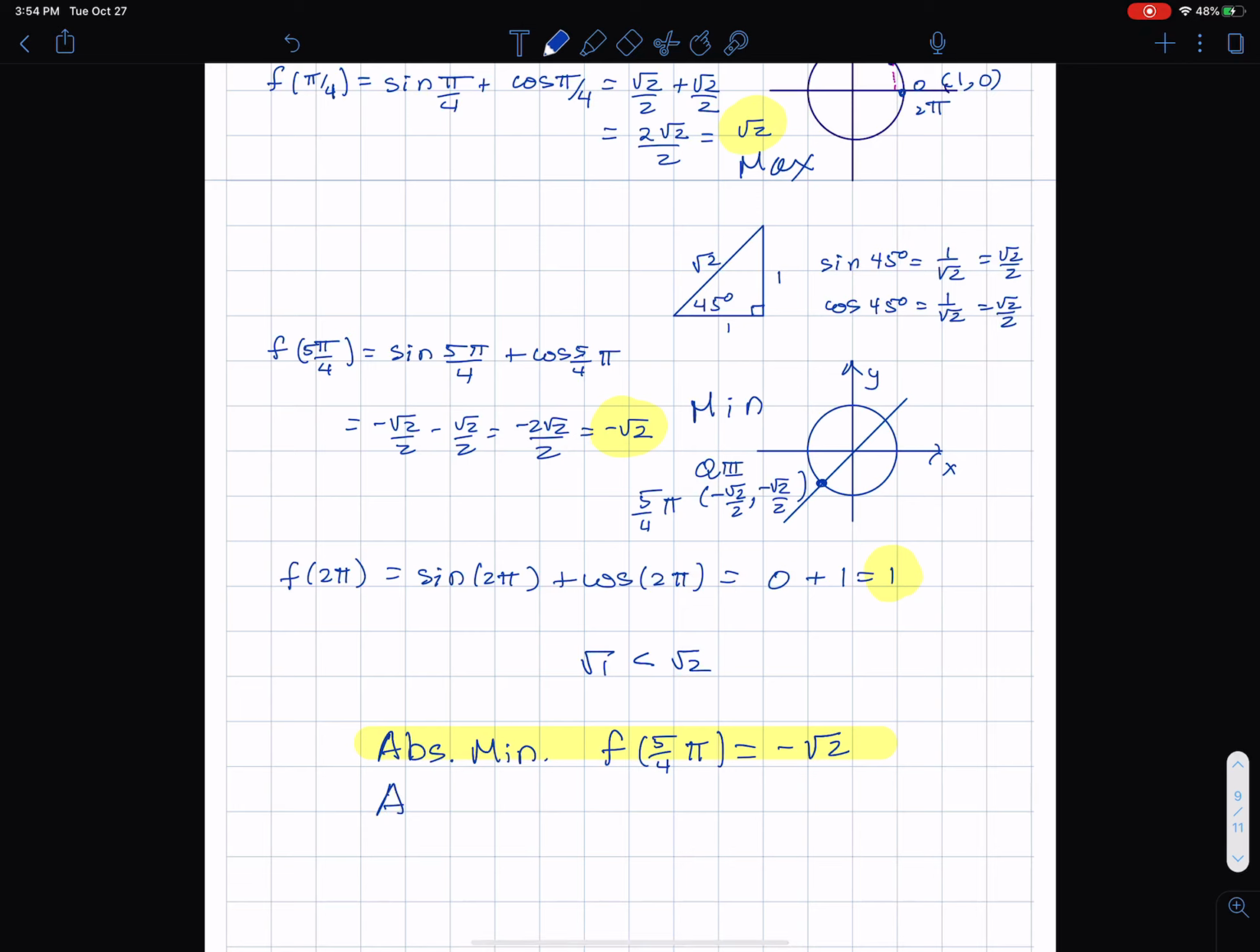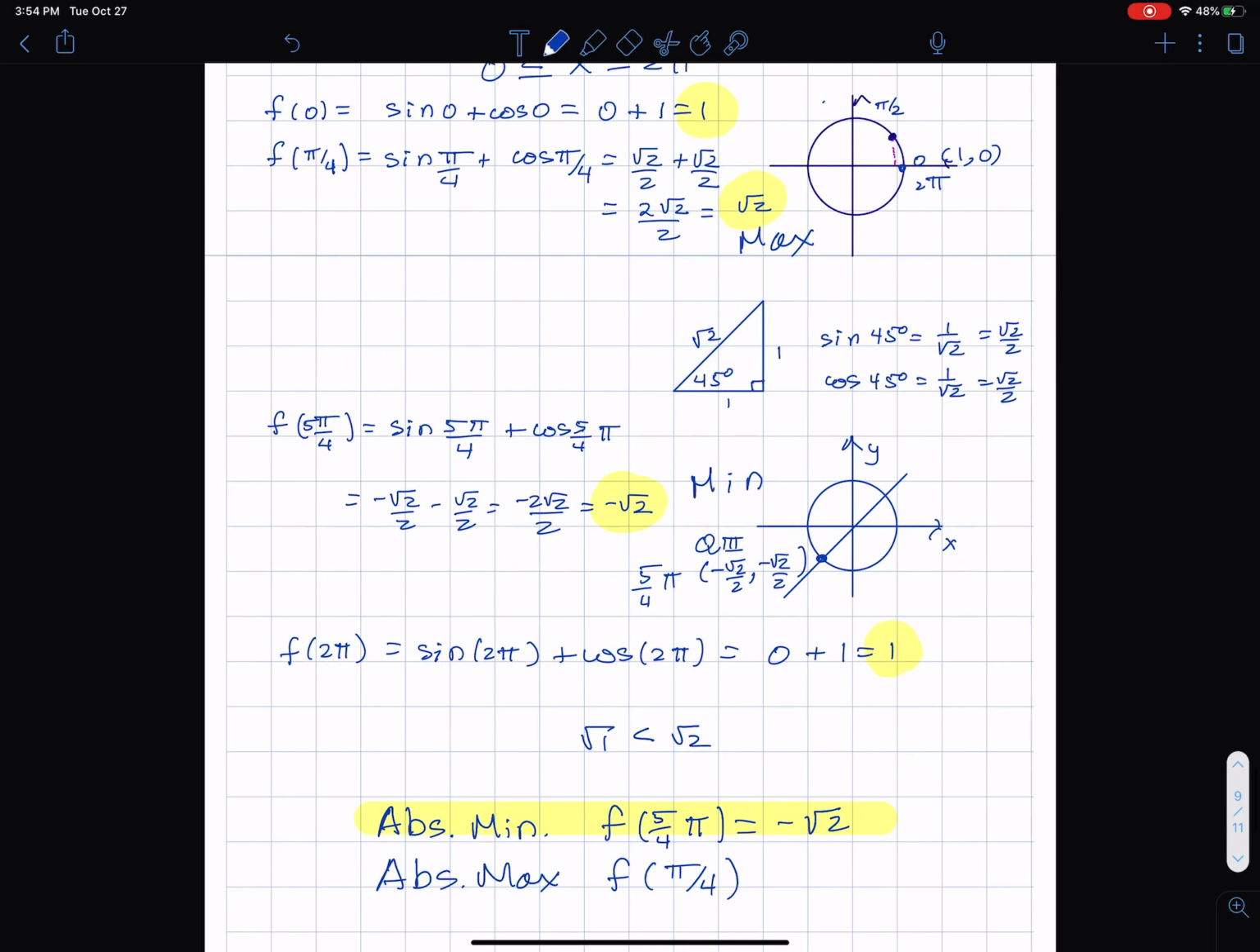Okay. Absolute max is going to be at pi over 4, apparently. Or maybe I got them exactly backwards. No, I think I got it right. Okay, is equal to rad 2. So that's the greater of those three numbers, or four numbers there.